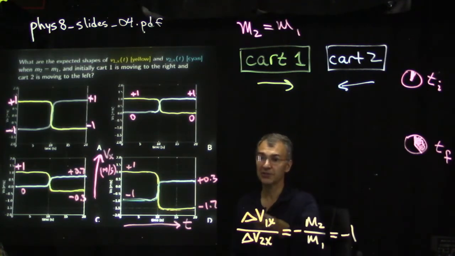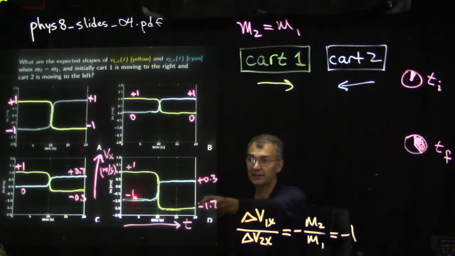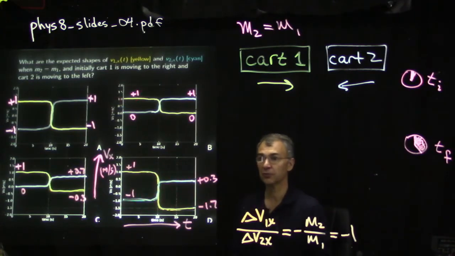Let's look at D here and see if that makes sense. So cart 1 goes from +1 to -1.7. So that's a change of -2.7 meters per second. Cart 2 goes from -1 to +0.3. That's a change of +1.3. So +1.3 versus -2.7 would seem to be correct only if cart 2 had twice the mass of cart 1. But we're told that the two carts are equal mass, so I think we're going to rule out D.